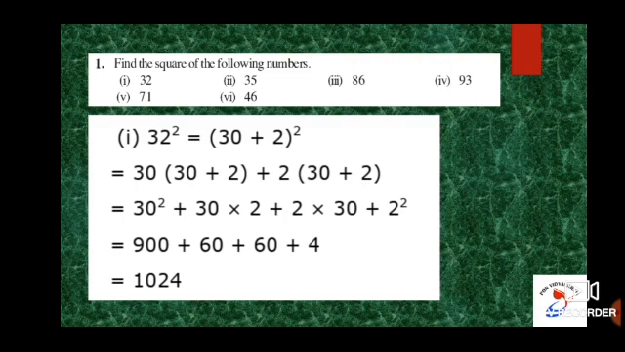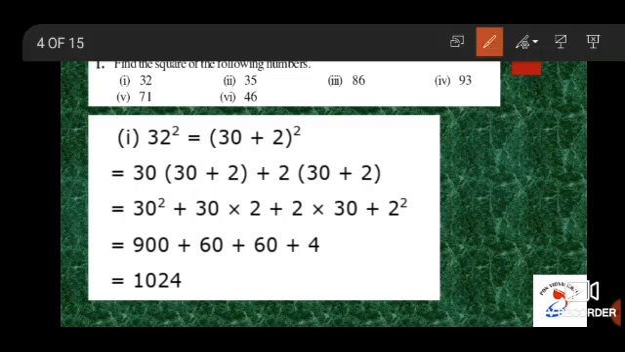Let us start exercise 6.2. Question number 1, you have to find the square of the following numbers. Subdivision 1 is 32 square. So you have to find the square of 32. Children, there are two methods for finding the square of this number. Method number 1, which I am going to explain now.